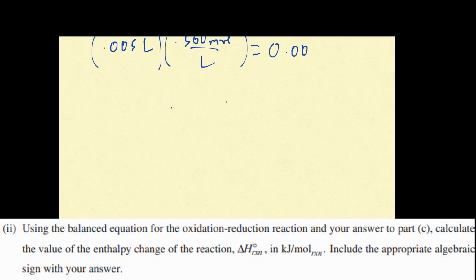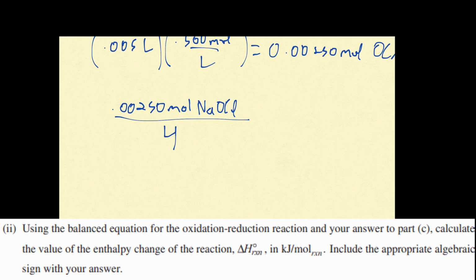Alright, when we convert from molarity to moles, we get 0.00250 moles of sodium hypochlorite. But we have to take this one step further and look at the reaction. For every 4 moles of hypochlorite that reacts, the reaction proceeds 1 time. So we have to divide this mole amount by 4 to get 0.000625 moles of reaction, meaning that the reaction happens that many times.